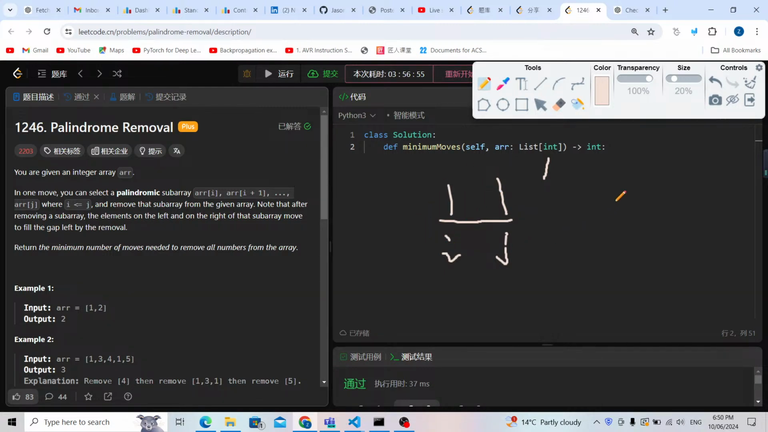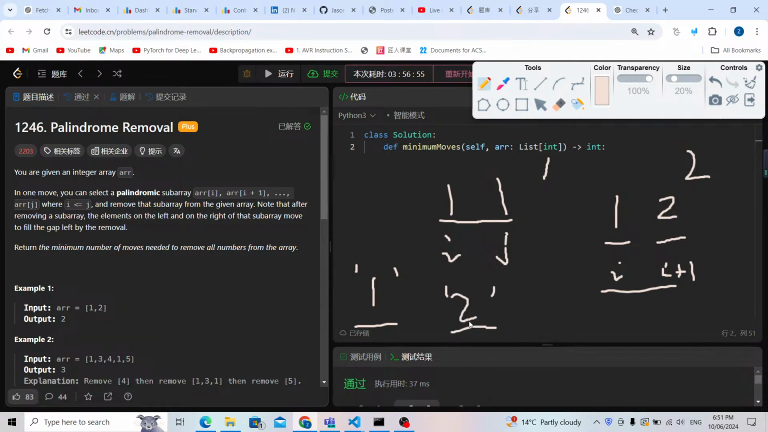If they are not equal, maybe we have a 1 and 2. They are not equal. So how many removals? This is i, and j equals i plus 1, is here. They are not equal, so we're going to need 2 removals. Another case is there is only 1 number, like what we left behind is only 1. So how many removals? There's only 1 removal. So that is all the edge cases.